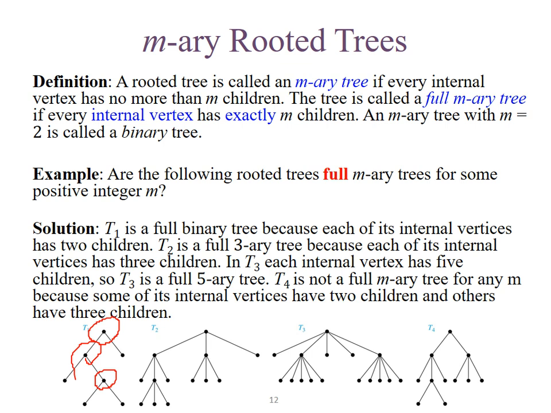Next for T4, we can see the first internal node has 2 children. So at most, an internal node has 3 children, but some internal nodes have 2 children. So we can see this is a 3-ary tree, but not a full 3-ary tree.